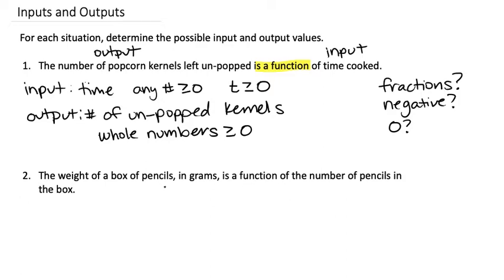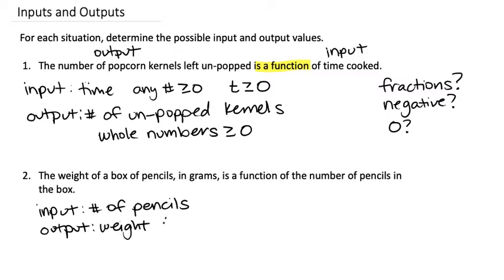For the weight of a box of pencils in grams is a function of the number of pencils in the box. My input is number of pencils. And my output is the weight in grams. So the weight of the pencil box depends on how many pencils are in the box. Or as I put more pencils in the box, the weight is going to become greater because it's going to be heavier. Now looking at what I'm considering for possible values.